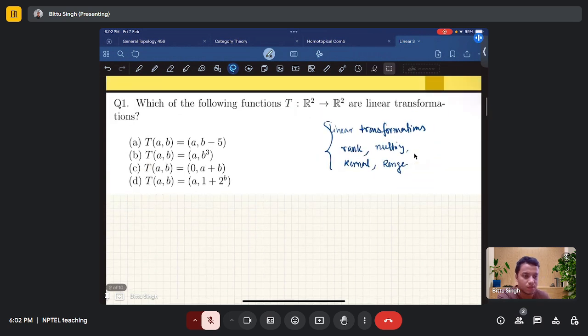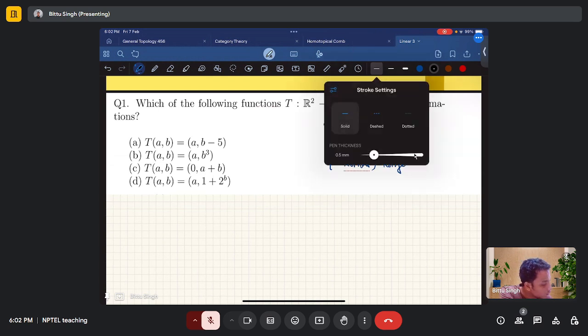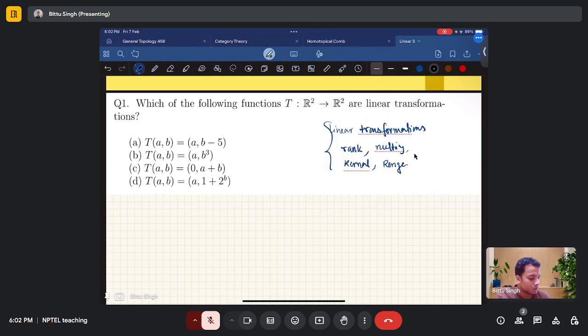So for this question, here the linear transformation is from R2 to R2, and the question is, there are four transformations given: A, B, C, D. We need to see which of those are linear.